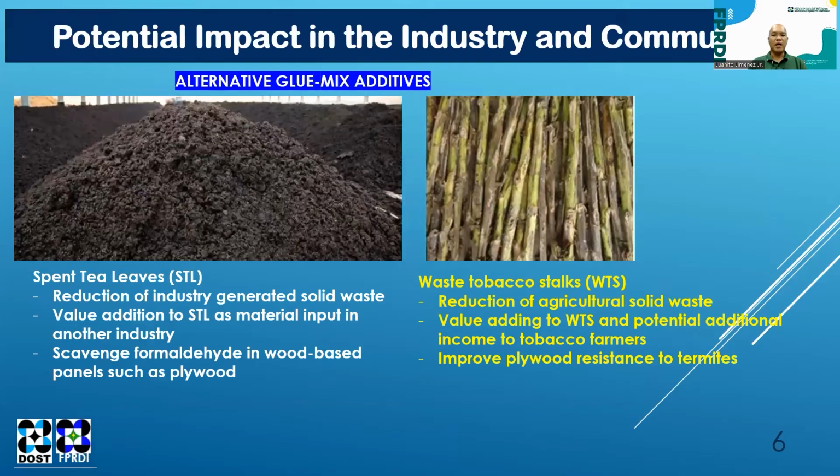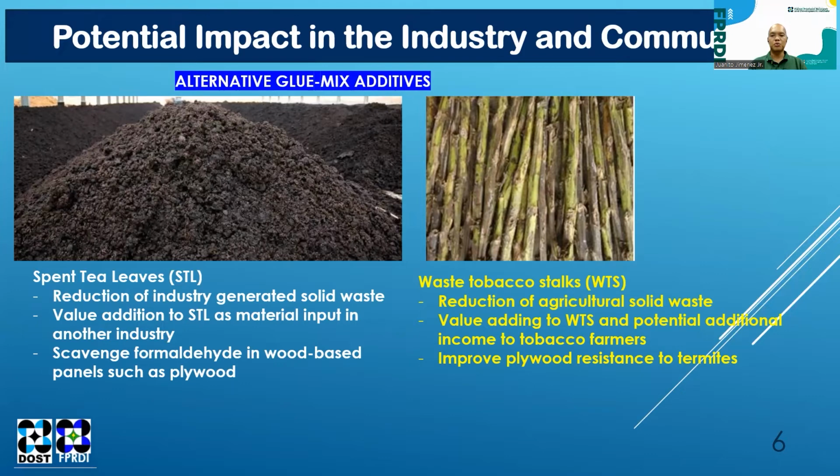The potential impact in the industry and community are the following. For the spent tea leaves, utilization of about 18 tons wet basis daily waste can significantly reduce solid waste disposal by adding value to this material. For the waste tobacco stalks, about 900 kilograms of tobacco stalks per hectare can have additional value, which may potentially add income to the tobacco farmers.